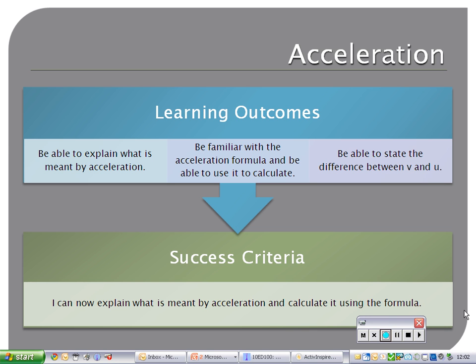Okay, so acceleration. Somebody tell me some place that they've heard the word acceleration before. Top Gear. You've heard the word acceleration in Top Gear. So what do they say about acceleration in Top Gear, Craig? Acceleration makes the car go fast.